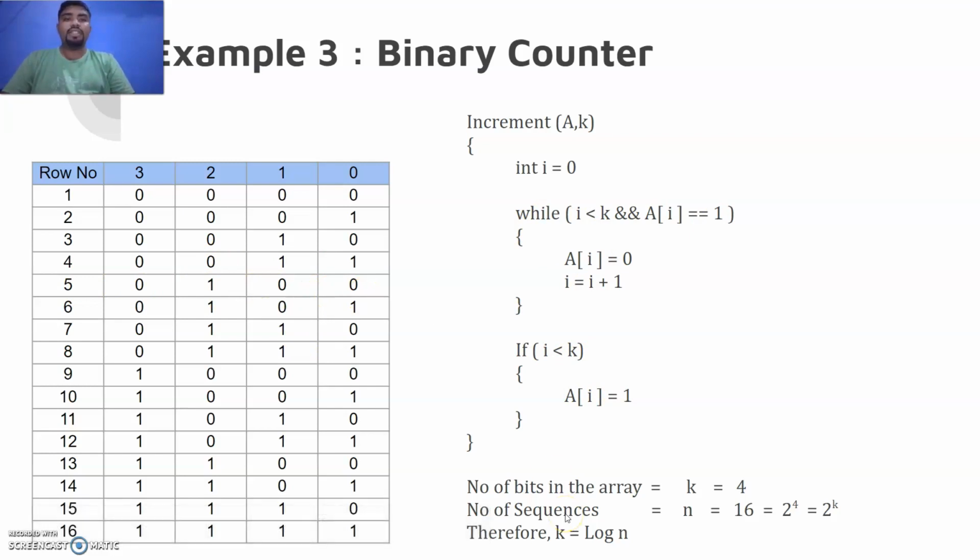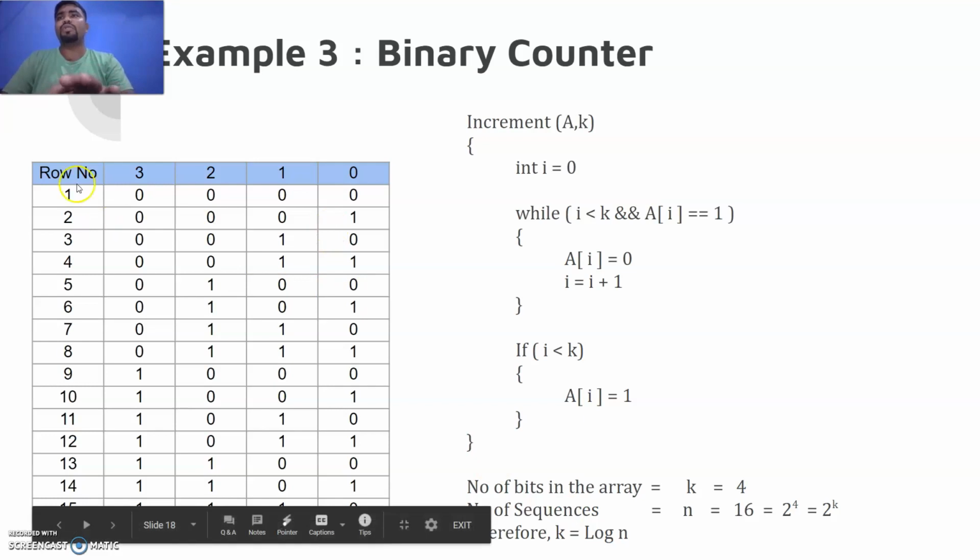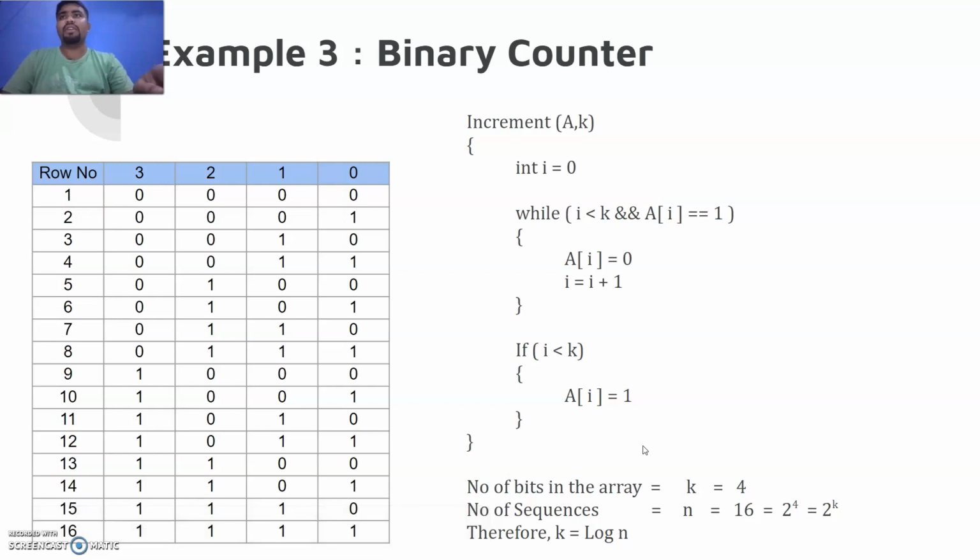Now we have the number of bits in the array as k, which is equal to 4, and we can get 2 raised to k sequences. That means we have 16 combinations we can get. So we can clearly say k equals log of n. So that is a binary counter. But let's see how it's been charged and how the accounting method takes care of the binary counter.